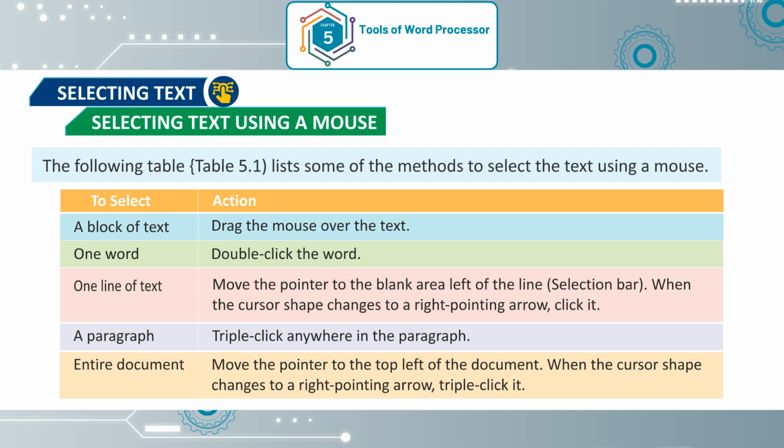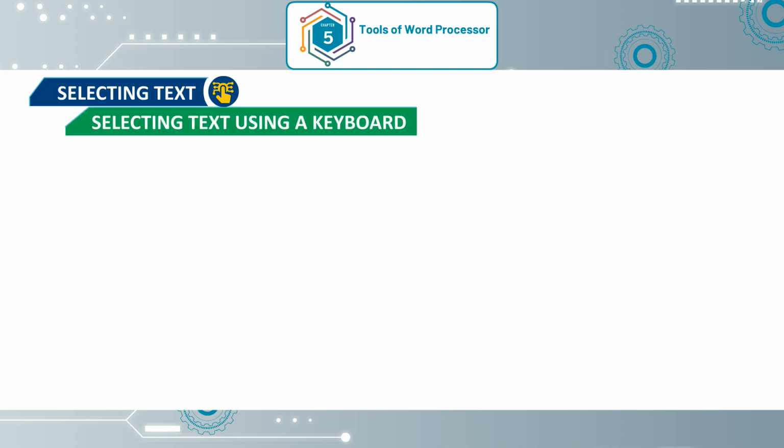Entire document: move the pointer to the top left of the document. When the cursor shape changes to a right-pointing arrow, triple-click it.